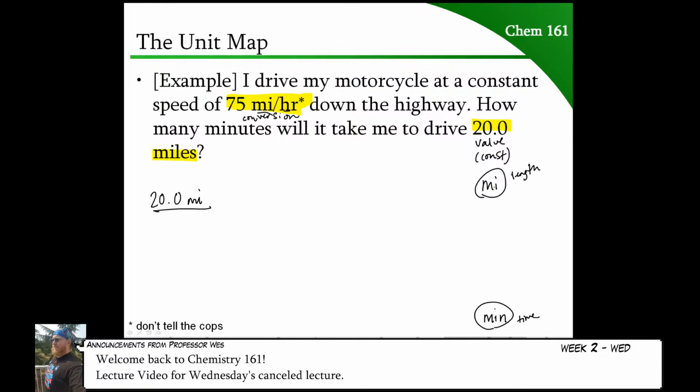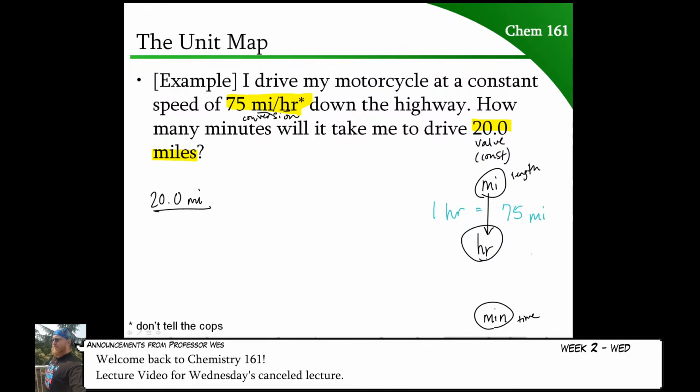The thing that relates these two together would be your velocity. How much length is covered in how much time. So I'm going to need my speed here to convert this miles into something else, and that something else is going to be hours. And based on this problem, the conversion that we are given is that in 1 hour, I would travel 75 miles.